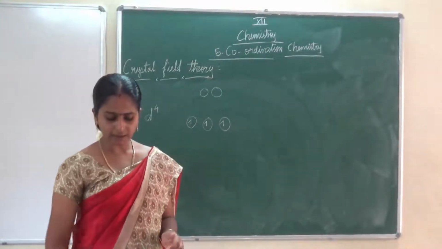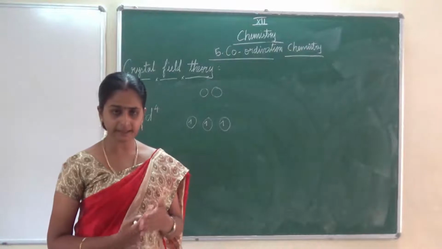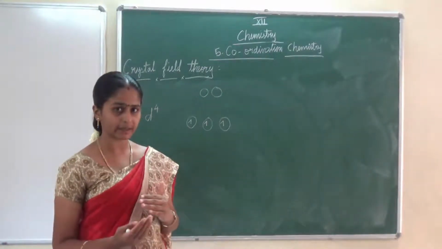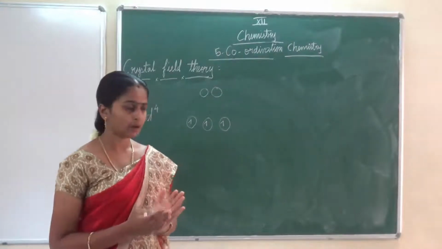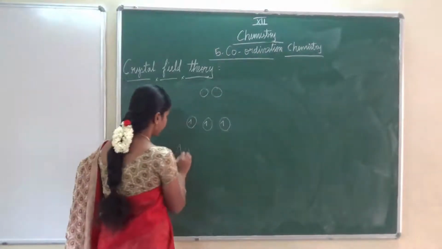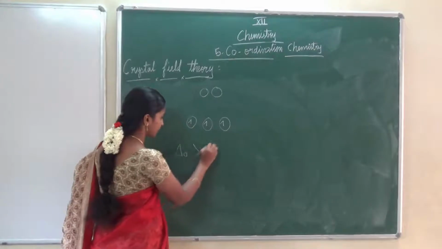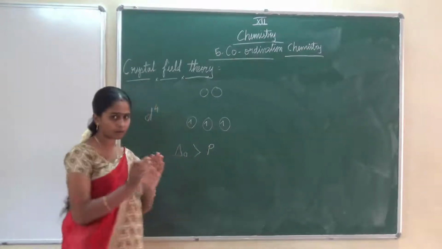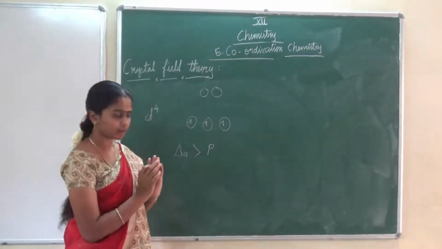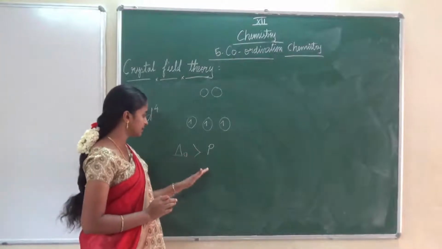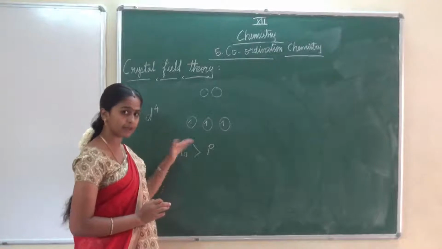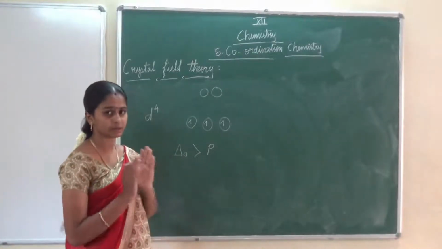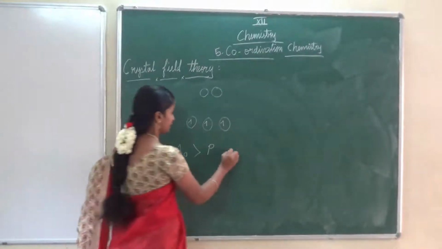Underline that one. If the octahedral crystal field splitting energy, del naught, is greater than the pairing energy, then the pairing should occur. In an octahedral field, if the del naught value is greater than the pairing energy of a particular ligand, that is, if the pairing energy is less than the octahedral splitting energy, then the pairing will take place.